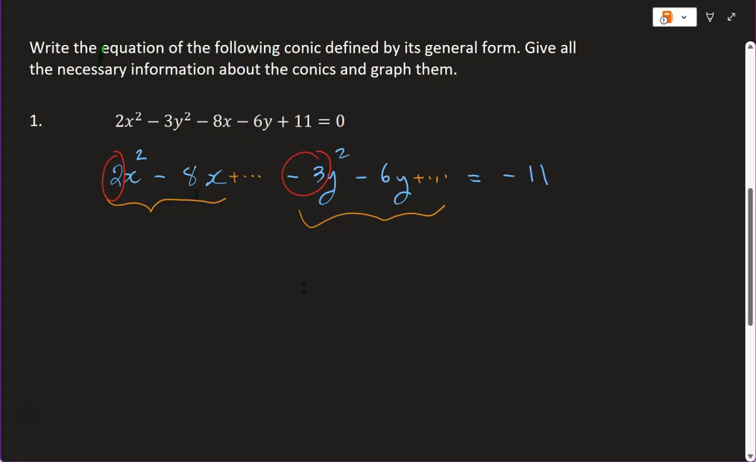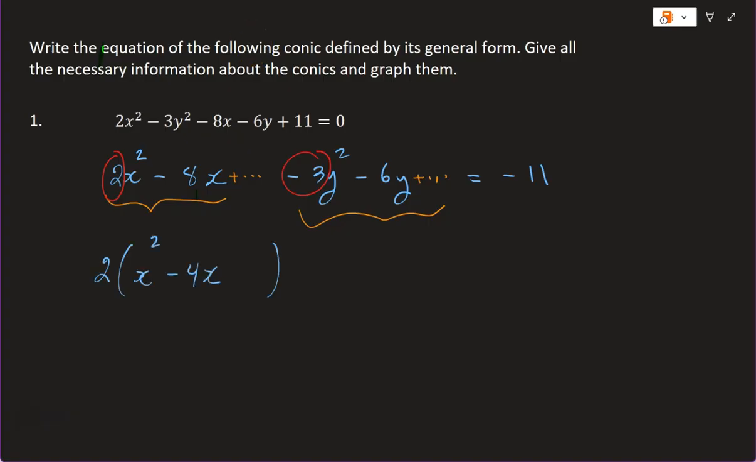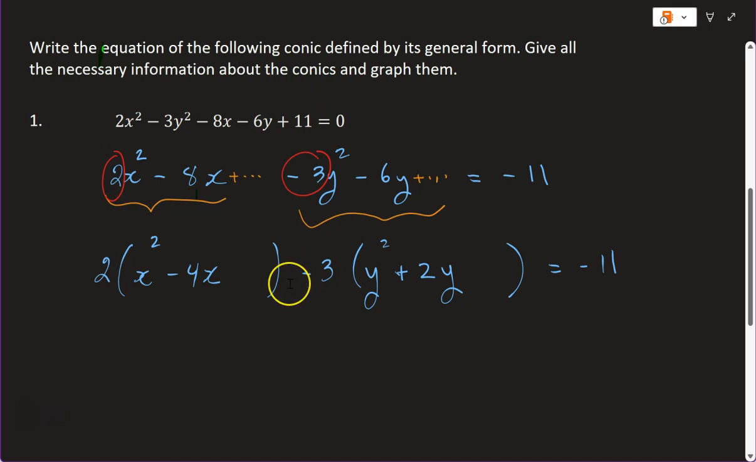So the first thing we got to do is factor those out. From the x terms, we factor out the 2 and close the bracket, and then for the next one, we factor negative 3 out, and we get y squared plus 2y, and then close the bracket, equals negative 11. We have not done anything else. We just did the factoring. Remember the completing the square method, and that's what we're doing.